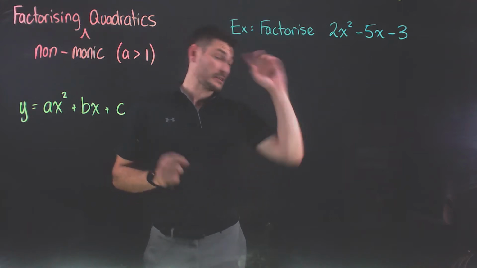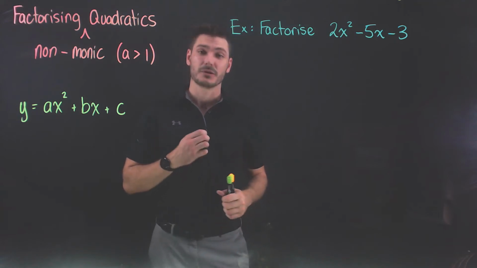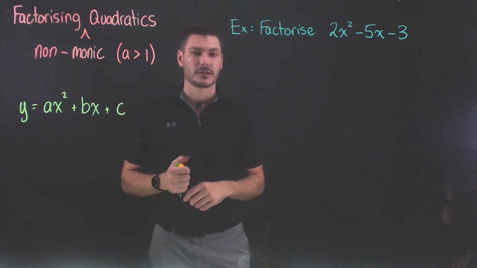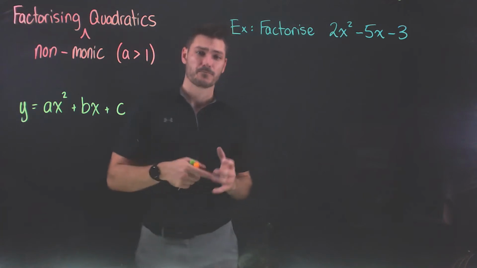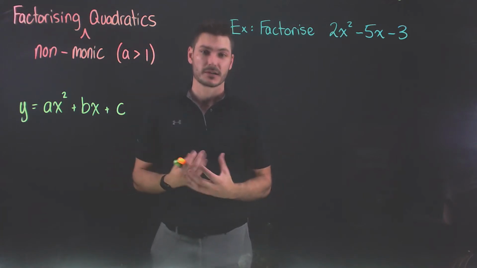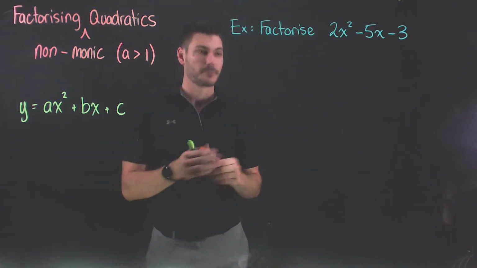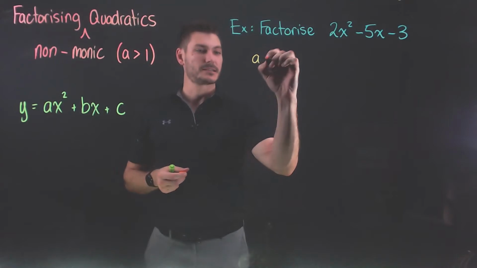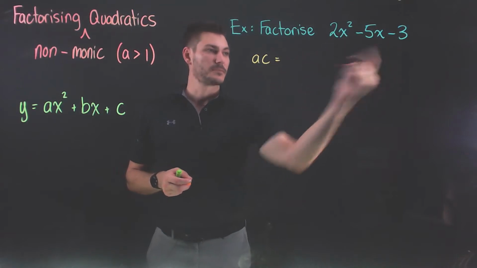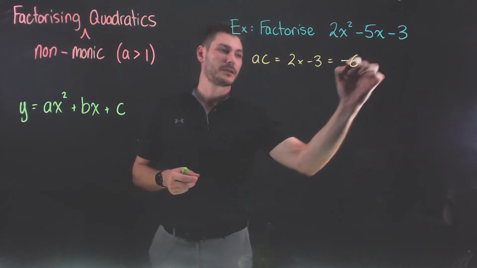So there are several strategies for doing this, and many people have their own preference, as do I. My preference is to use a thing called factorising by grouping. Now, I'll show you what that is, but in order to set up the groups, I need to first multiply the a and c term together. So down here, I'm just going to write AC is equal to 2 times negative 3, which is equal to negative 6.